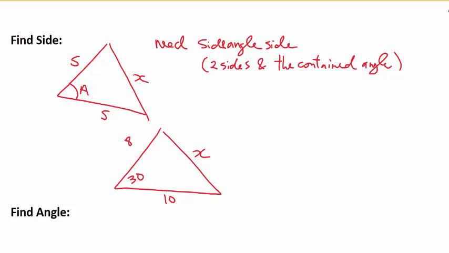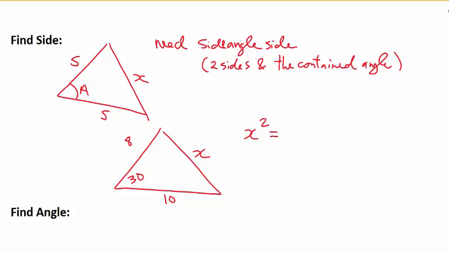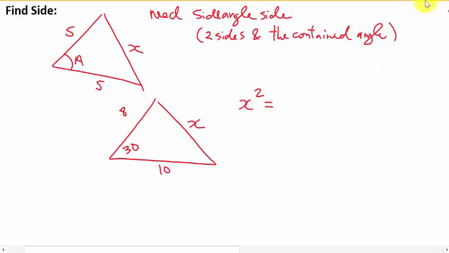Do you remember what the formula is? Because I am looking for x, I will start with x. So it's going to be x squared is equal to something. So write it out. What does x squared equal to? x squared should equal 8 squared plus 10 squared minus 2 times 8 times 10 cos of 30.